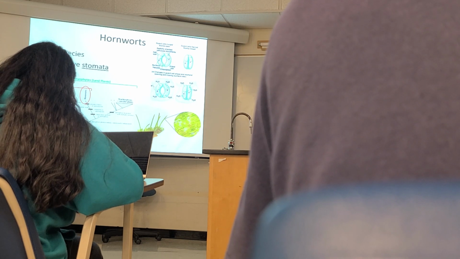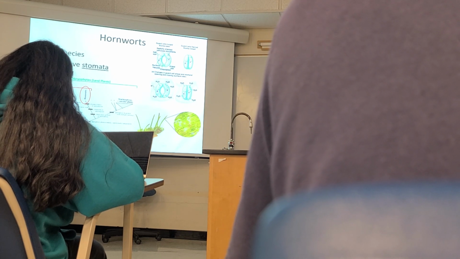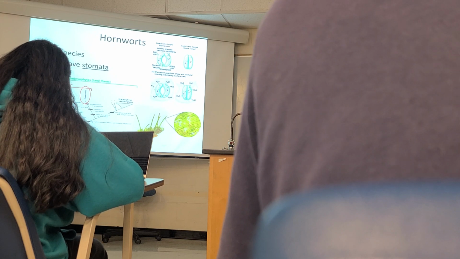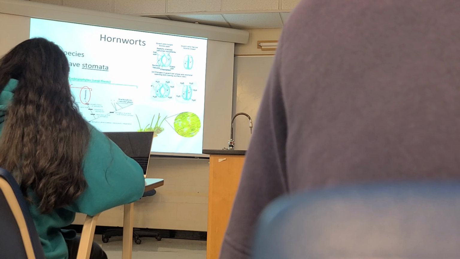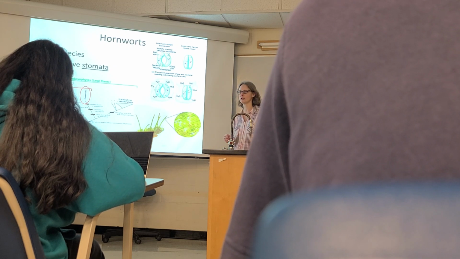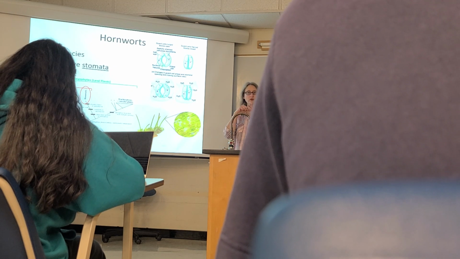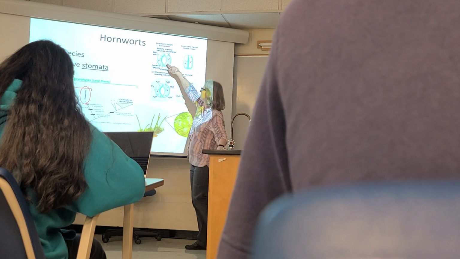But they have a feature that the liverworts didn't have, and that's stomata. That means they're going to have pores that they can control, whether open or closed, to help prevent some water loss. Here's the way that stomata work. They have specialized cells that surround a hole. This is the hole right here, the pore.